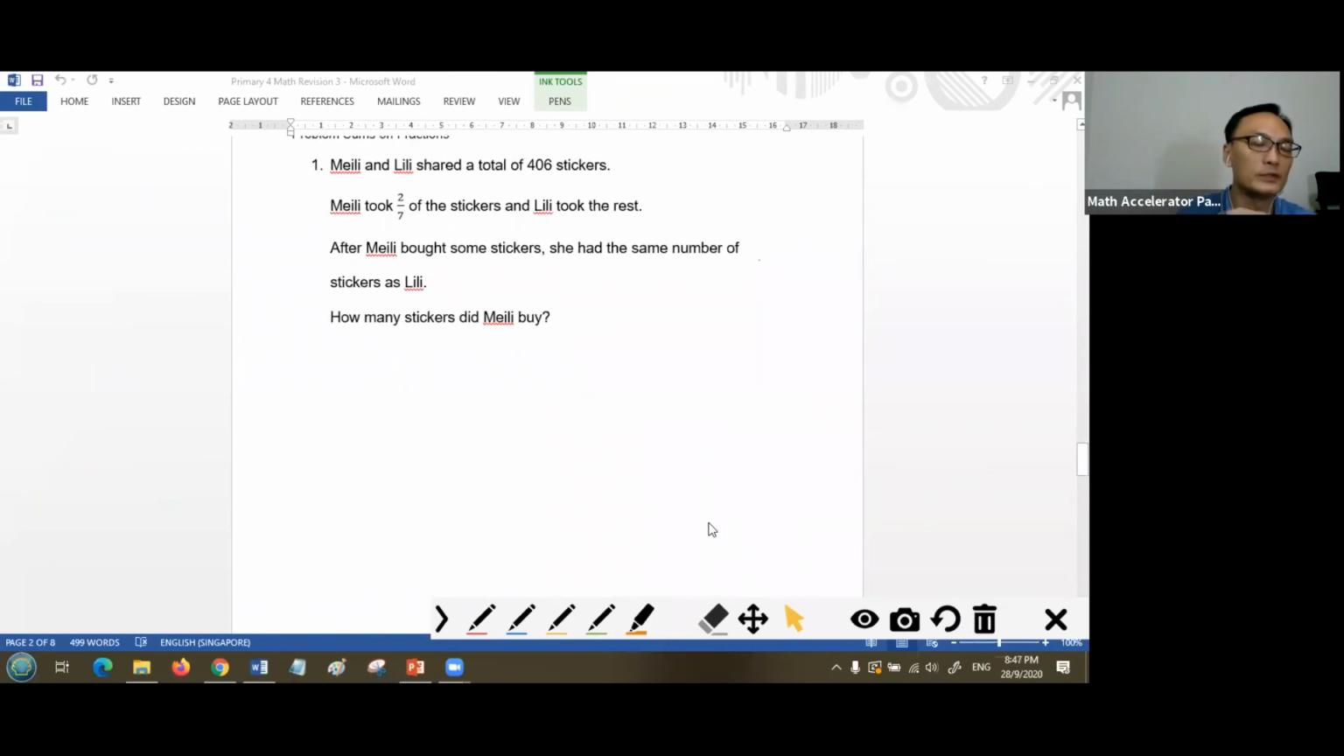So let me go on to this question first. Yeah, there are 3 questions. Dira, if you are busy, you can watch the replay, right? So in this question, Mei Li and Lily shared a total of 406 stickers. Mei Li took 2/7 of the stickers and Lily took the rest. After Mei Li bought some stickers, she had the same number of stickers as Lily. How many stickers did Lily buy?